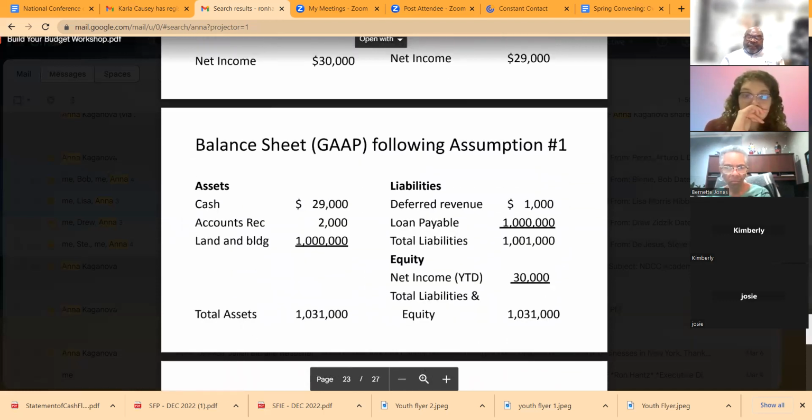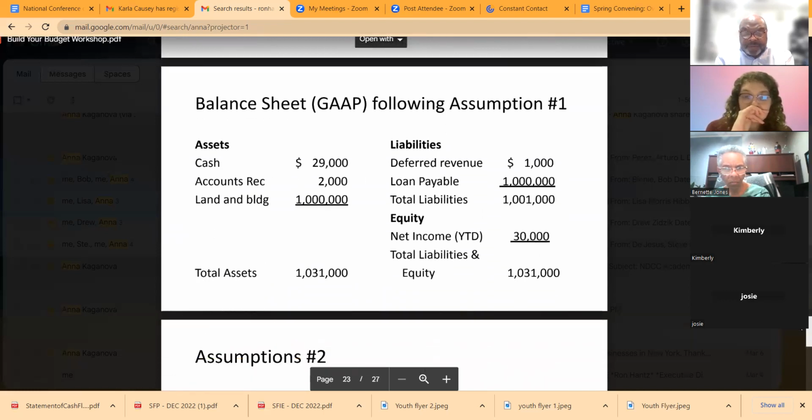So yeah, that's what that is. So that's what that means. The 1,000 that was paid in advance and deferred revenue.